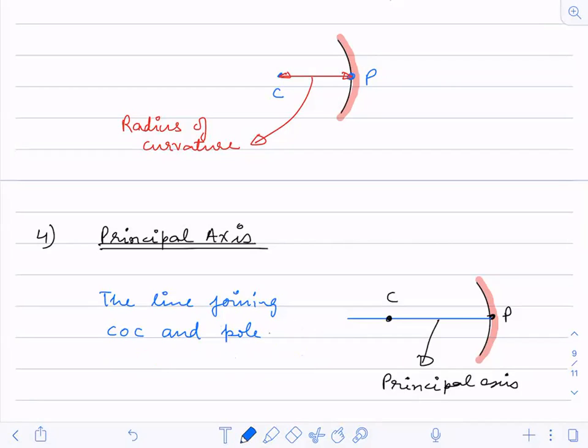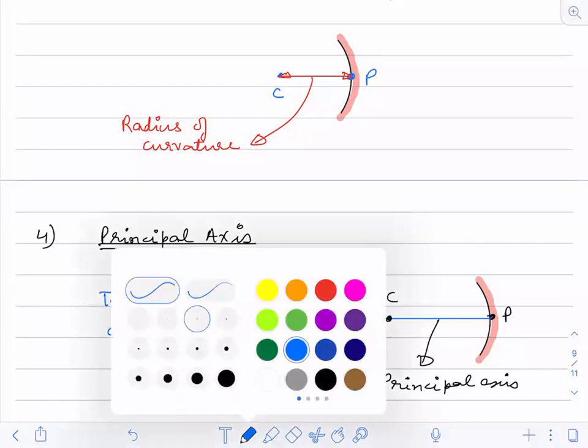The next important point is focus. Right now I'm not going to define focus, because right now you will not understand focus in a better way. I will explain focus when we have studied the rules of image formation. So I'm skipping that for now.